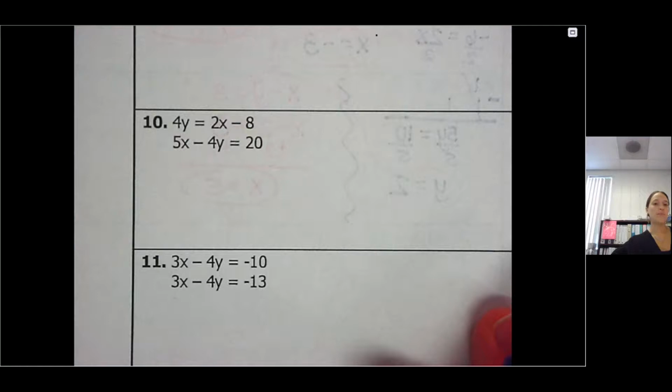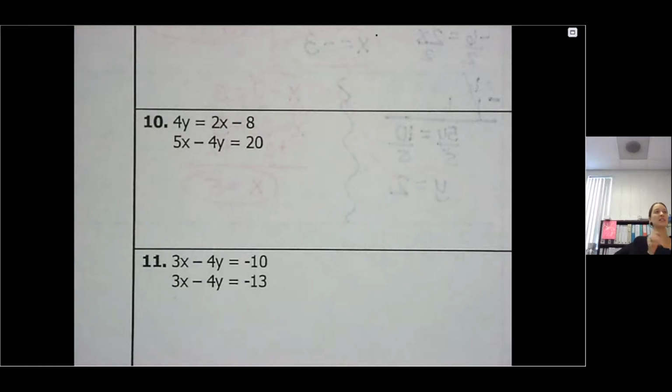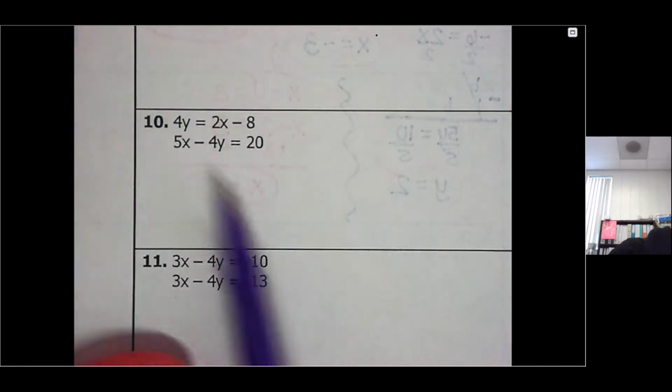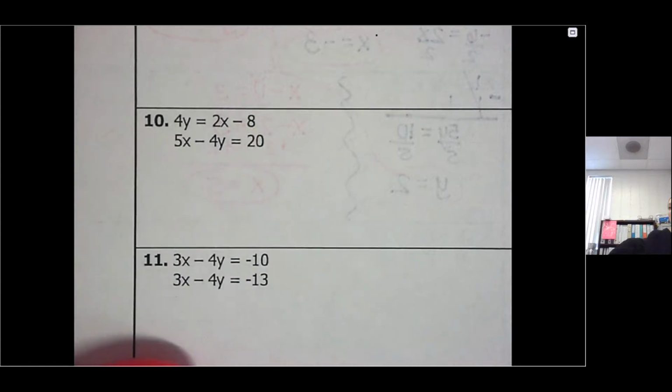Okay. Step 1. Make sure everything is lined up. Is everything lined up in this problem? No. That means I have to rewrite one of the equations. Now you've got some choices. Since this one has the y's by itself, you could take this x and you could move it over to the other side. That's a choice.